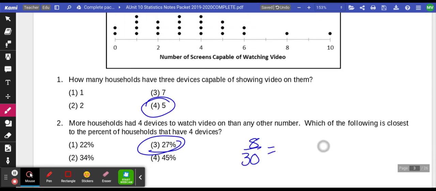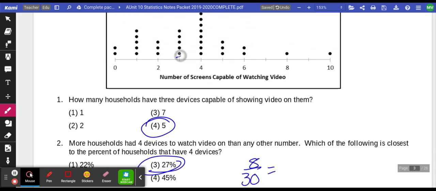So number 1 is 5 because I go to the 3 and I count and there's 5 dots. 4 devices, so that's 8 out of the 30. And so that's 27%. So that's the end of our video. If you have any questions, please ask me tomorrow in class.